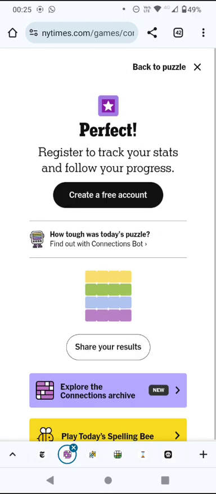So, I mean, it doesn't really matter if I didn't get the actual connections, because you only have to put the 4 words together. But I was pretty close to all of the connections today anyway. So, that is a perfect connections game.